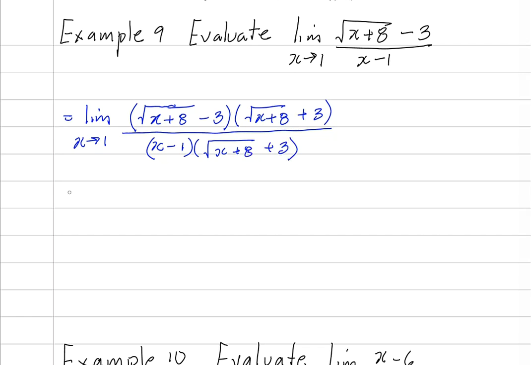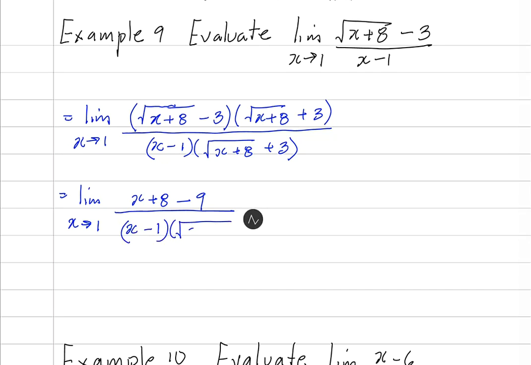Alright, let's see where this is going. This is the limit as x approaches 1. At the top, I'm going to have what? x plus 8 minus 9. That's a difference of two squares. And at the bottom, I have what? x minus 1 times the root of x plus 8 plus 3.